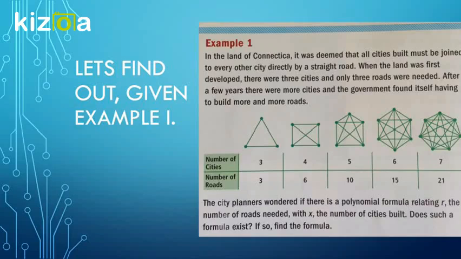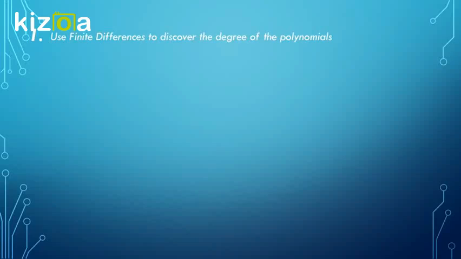Decide whether there is a polynomial formula relating R, the number of roads needed, with X, the number of cities built. Does such a formula exist? If so, find the formula. We shall do so. Firstly, use finite differences to discover the degree of the polynomial.